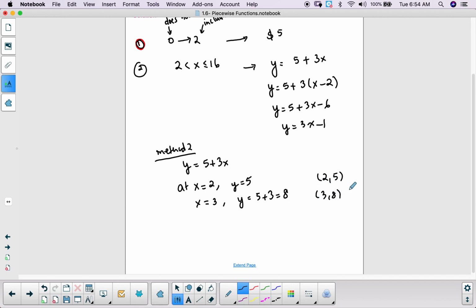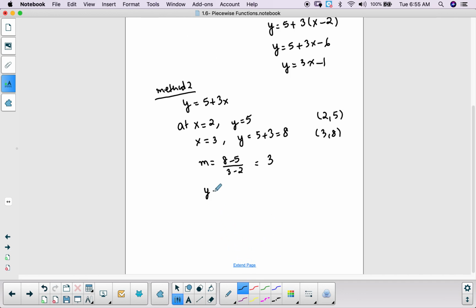So using those 2 points, you can definitely find the equation of that line that satisfies these 2 points. The slope of the line would be y2 minus y1 over x2 minus x1. So it's 8 minus 5 over 3 minus 2, which is 3. And then the equation of your line becomes y equals 3x plus b. You can substitute a point on the line to get the value of b. Let us substitute the point 3 comma 8.